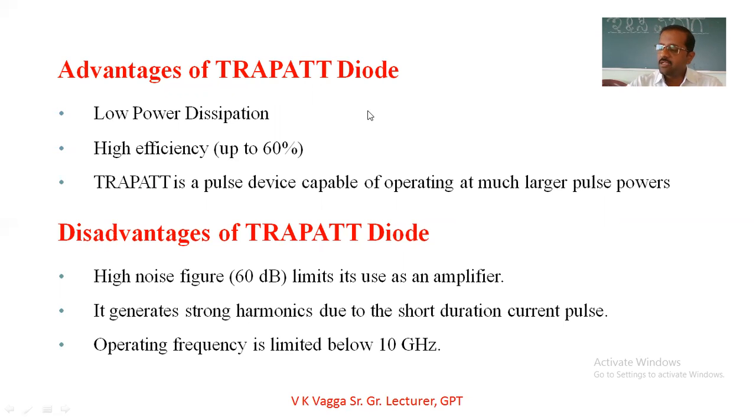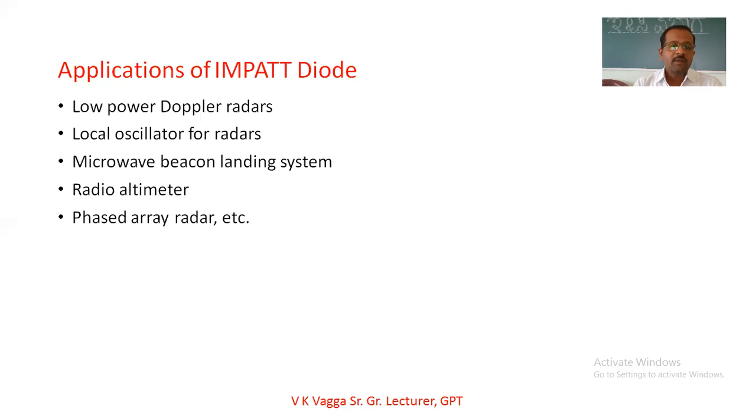Okay, and if you take the applications of the impact diode, it is used in low power Doppler radar. It is used in local oscillators for radar. It is used in the microwave landing system. Used in the radio altimeter. Used in the phased array radar. So almost all of it is mainly used in radar systems here. What the radar means and how it works is covered in unit 2. Now the only thing to remember is the uses of the TRAPATT.